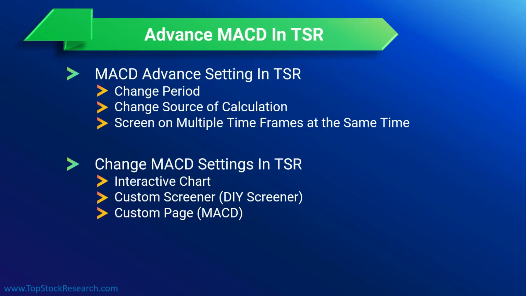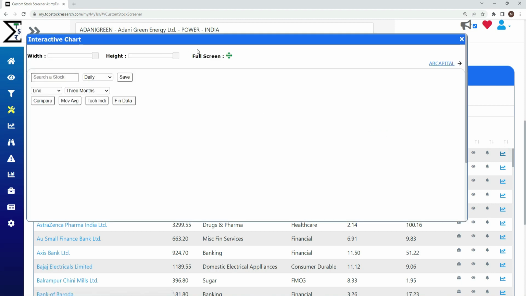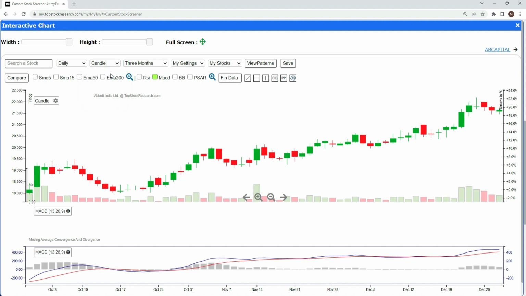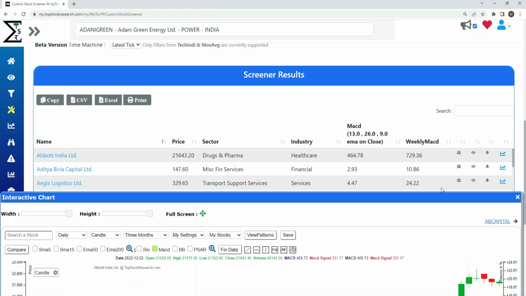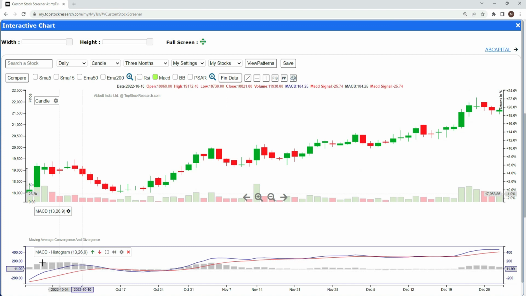Okay, so these are certain settings that you can do, similar to the custom screener settings. Multiple time frames we have seen, changing the source of calculation and periods we have seen. Similarly, once you have this, click on the chart. I'll immediately go into the candle chart, because that's where the majority of interest is. You don't have to redraw the chart. You see in the screener it is 13, 26 and 9, so the chart is automatically plotted with those numbers 13, 26, 9. It will give you a visual idea in a much easier way.